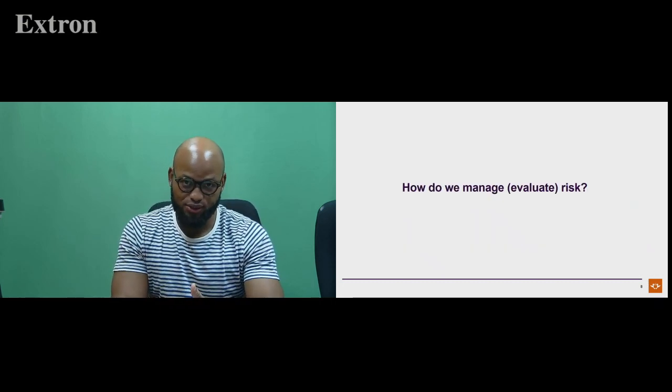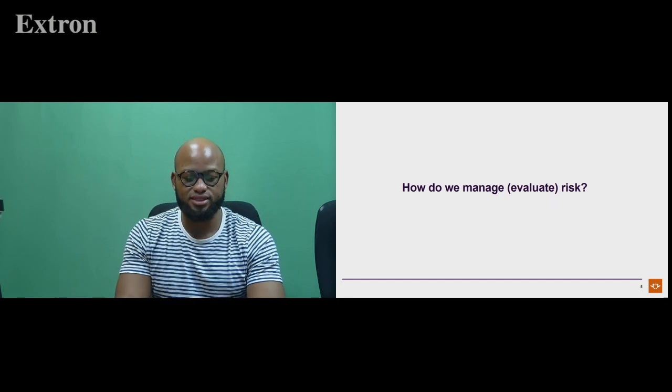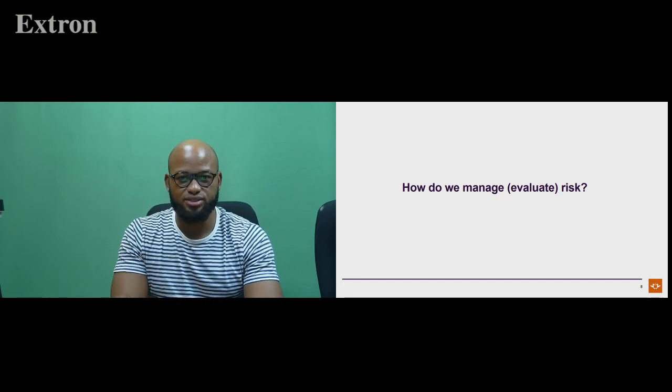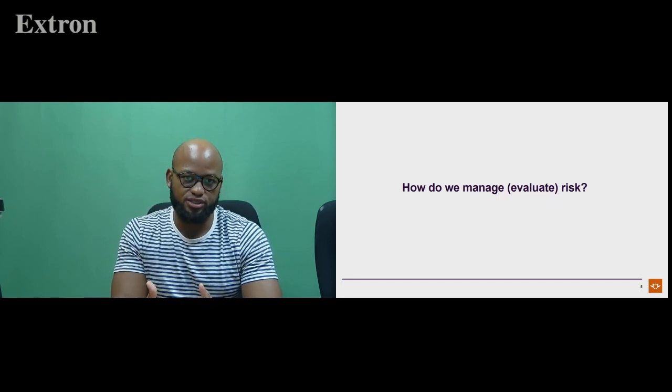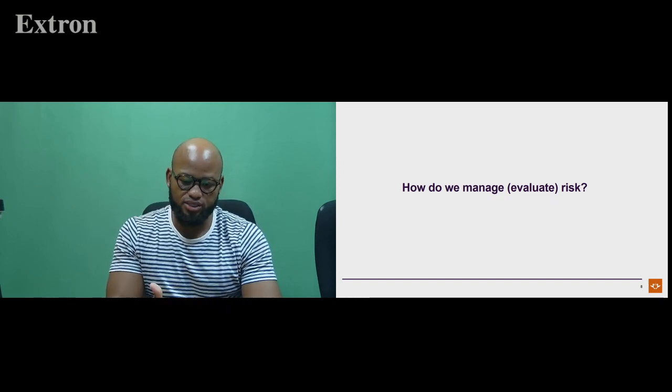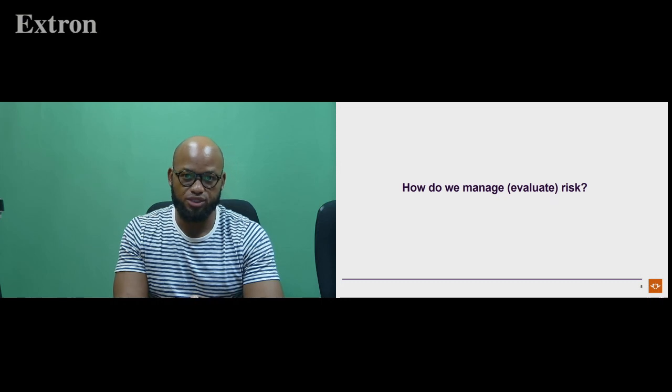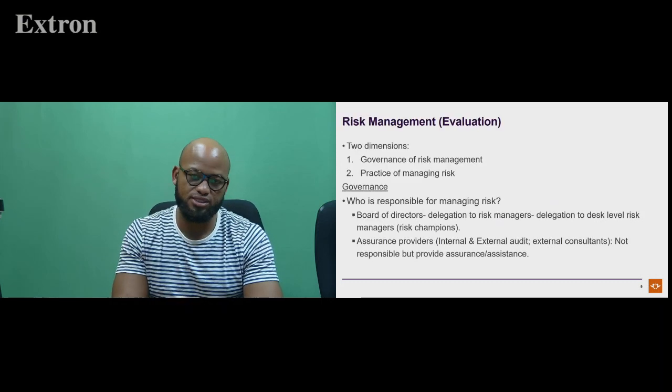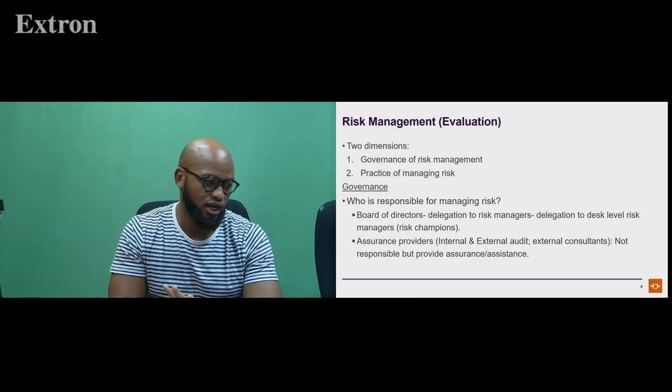So hopefully you understand what a risk is. So the next natural question is, how do we manage a risk? It's one thing to understand what a risk is. The next thing is to understand how to go about managing a risk. There are two very important dimensions that you need to keep in mind when it comes to managing risk.